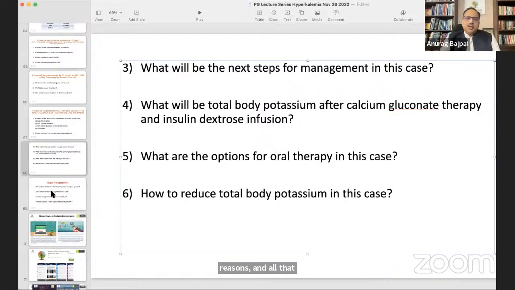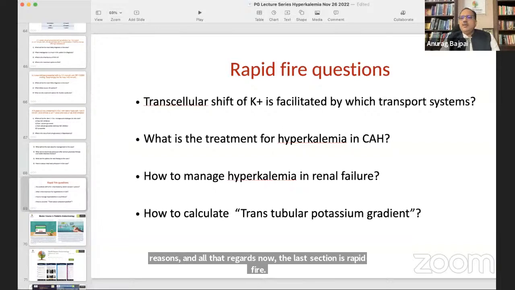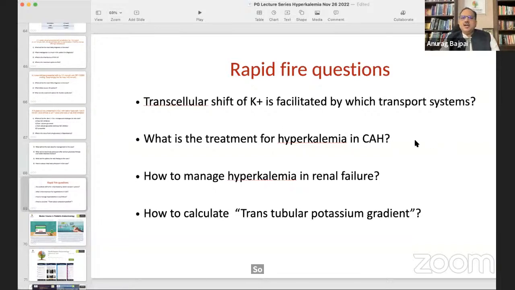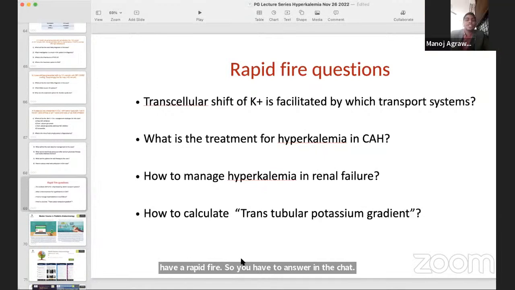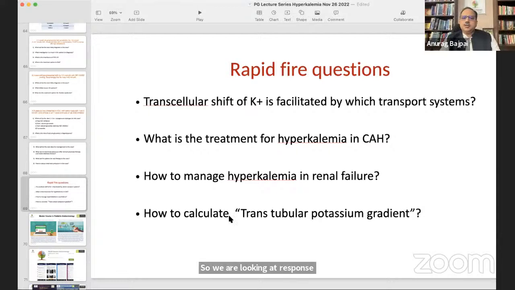Now the last section is rapid fire. So we will quickly have a rapid fire, and you have to answer in the chat. The first question, Dr. Manoj, quickly. These are all questions we have discussed previously. For the brush up, for the revision, what is the transcellular shift of potassium? Transcellular shift of potassium is facilitated by which transport system? We are looking at responses, so you can write in quickly. Anybody who writes quickly will be announced as the winner for this one.